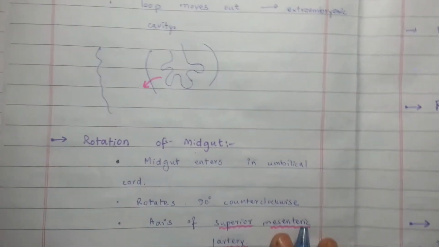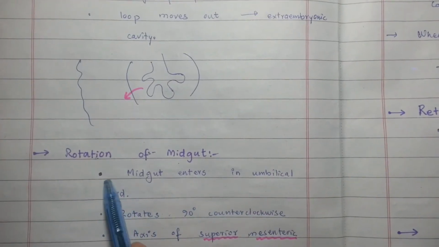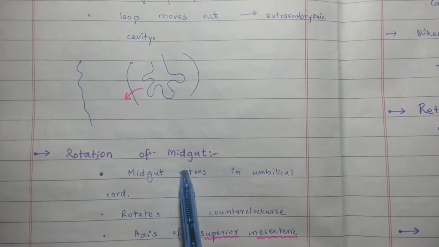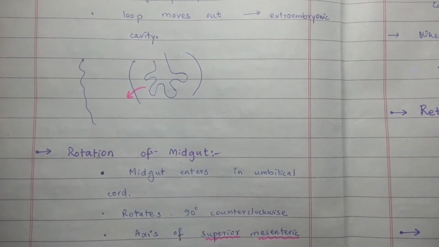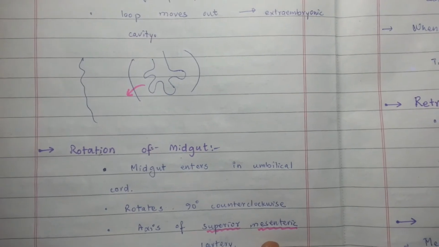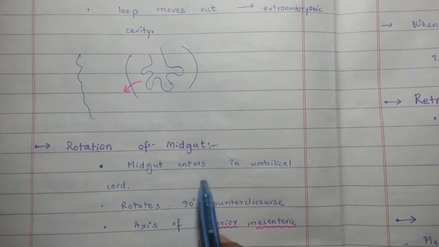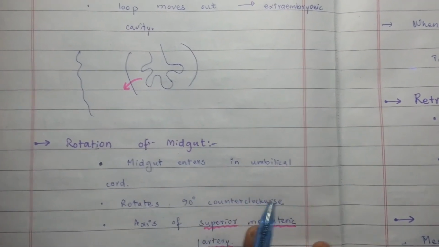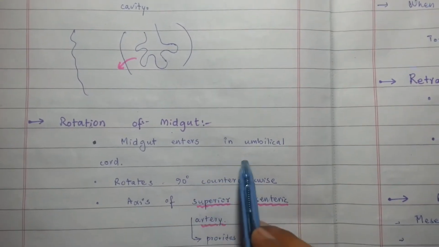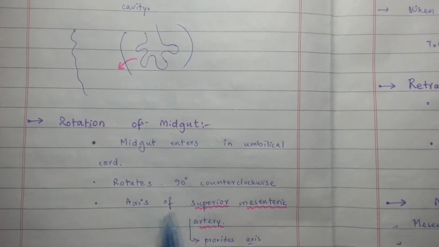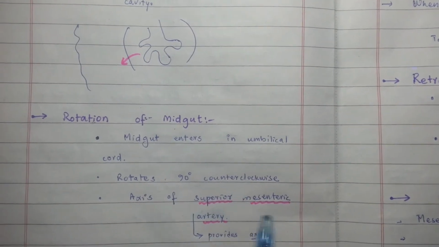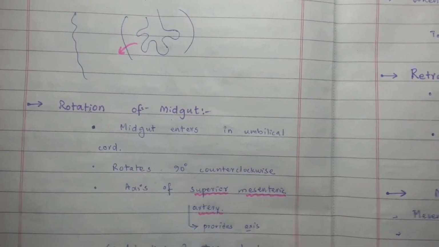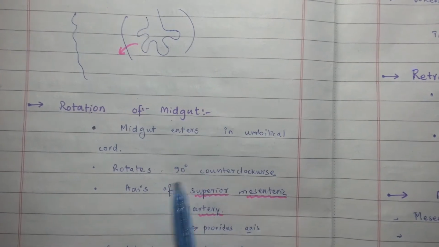And then the next process is the rotation of the midgut. Rotation is an important part of the development. These are the counterclockwise rotations of the midgut. As the midgut enters the umbilical cord, it rotates 90 degrees counterclockwise. The superior mesenteric artery provides the axis for the rotation of the midgut.